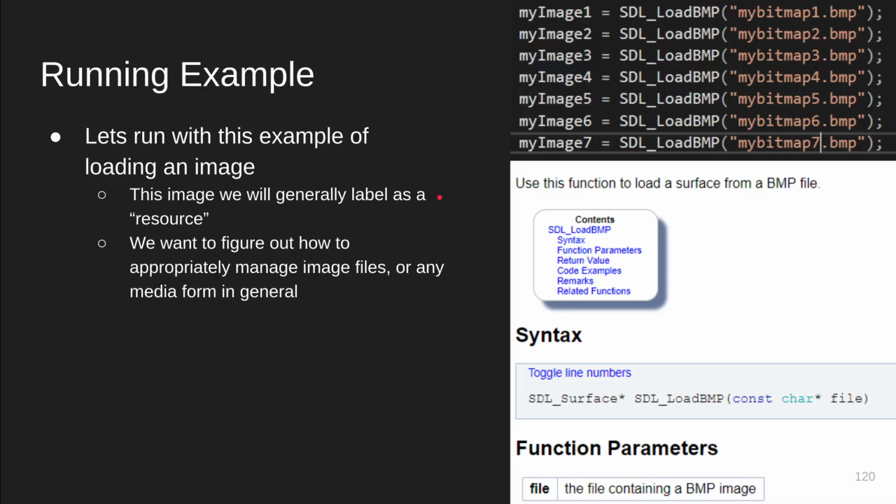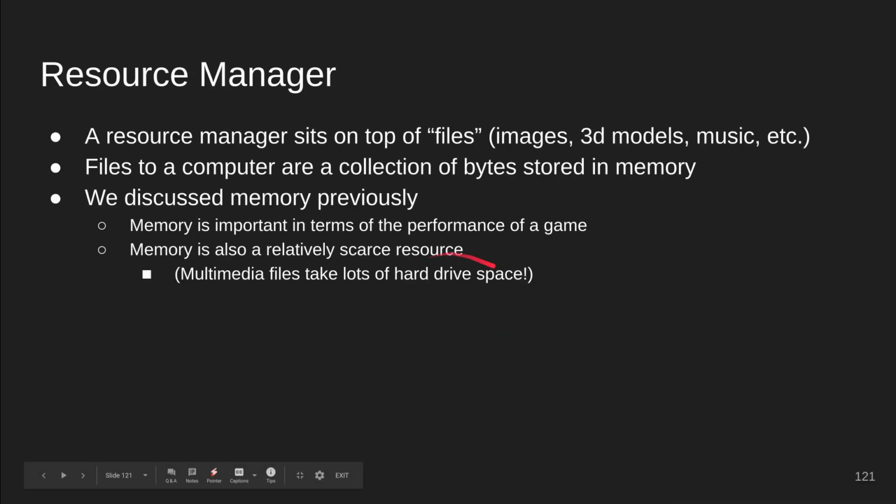Okay, so here's going to be our running example. So we have some resource here. That's our image that we're going to label this. And we want to load it up, right? So we just take a file path and load the image, okay? So the resource manager, what it does in our engine is it sits on top of files, right? And these could be images, 3D models, music. We're just working with a BMP image, okay? And we know files in a computer are a collection of bytes just stored in memory, okay?